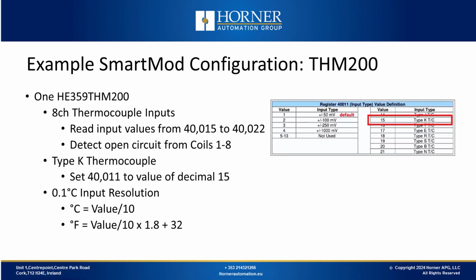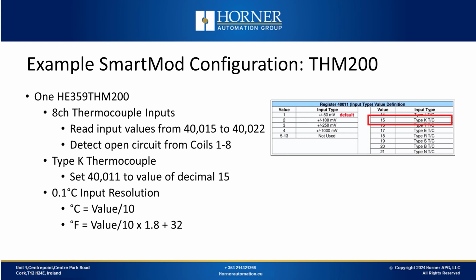Now let's look at an example configuration where we need to add 8 channels of thermocouple input into our application. So we might need to use a SmartMod THM200 module that has 8 thermocouple inputs. We may need to use Type K thermocouples here, which is not the default for that module, so we will have to set the type to Type K. We will do this by writing to holding register 40011.